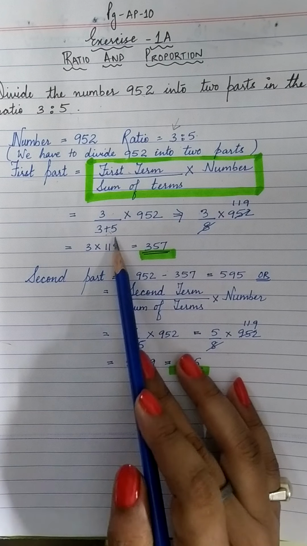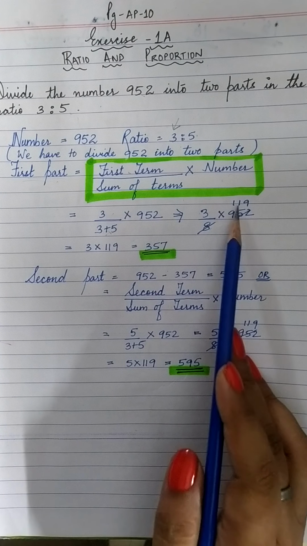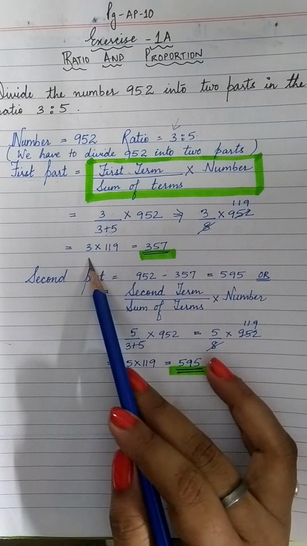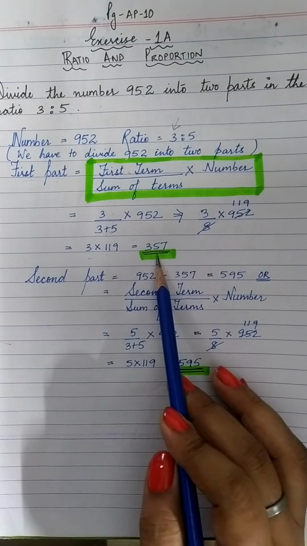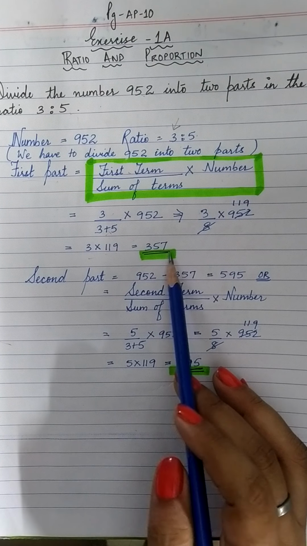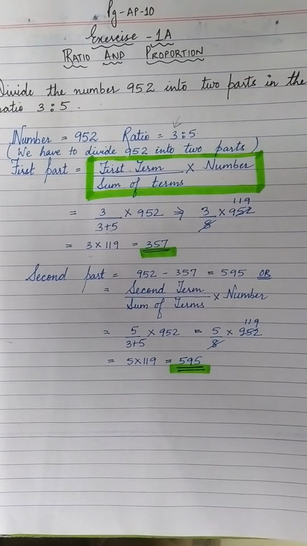So 3 upon 8 into 952, that is 3 upon 8 ones are 8 and again 8 ones are 8, 8 nines are 72. So 3 into 119, which we are getting as 357, right? So the first term that we got is 357.